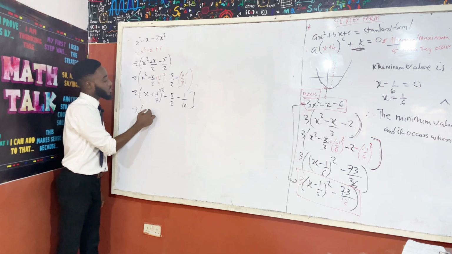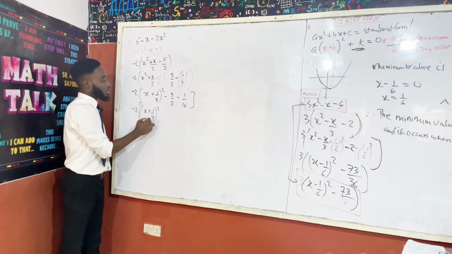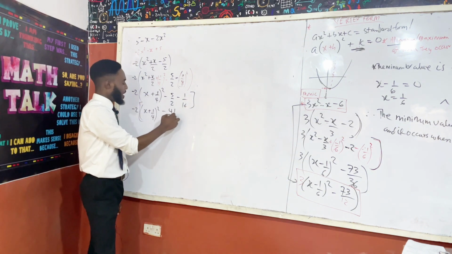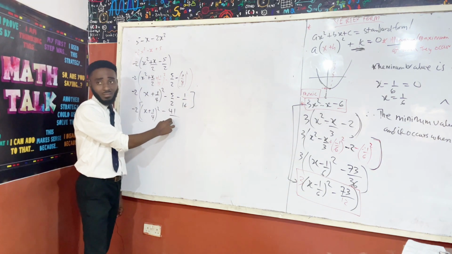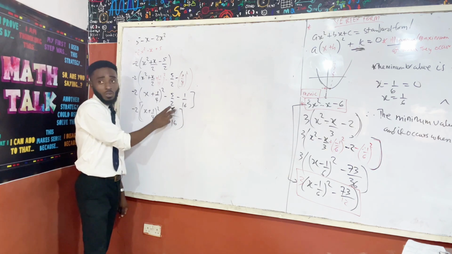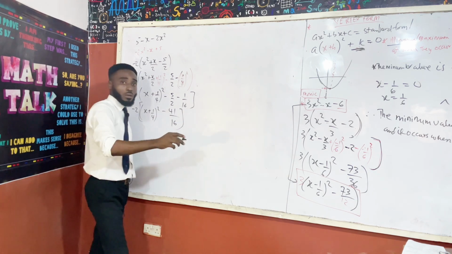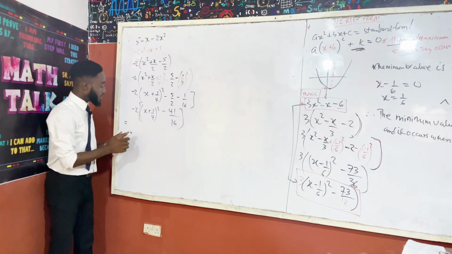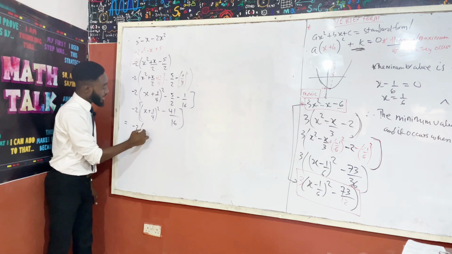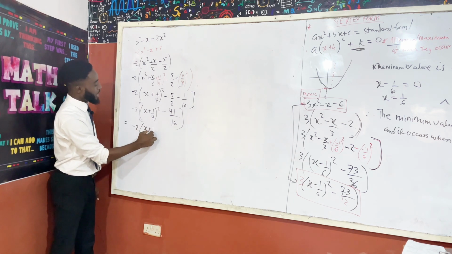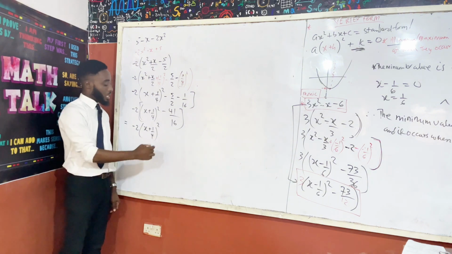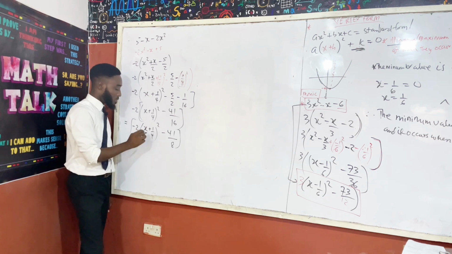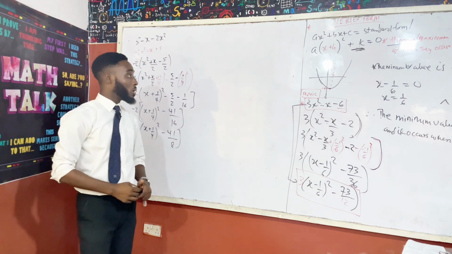I'm hearing two different answers, so it will be minus 41 over 16, right? Who else also got minus 41 over 16? You also got that? Okay, so let's multiply through. That will now be minus 2 multiplying x plus 1 over 4 all squared, and then minus 41 all over 8.